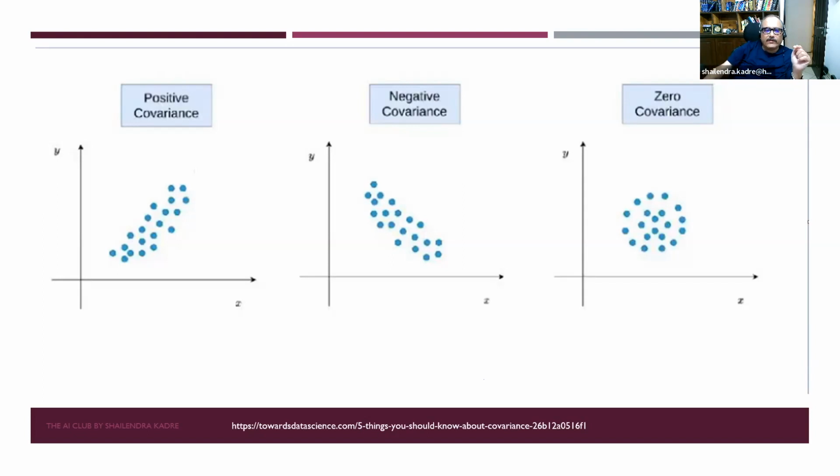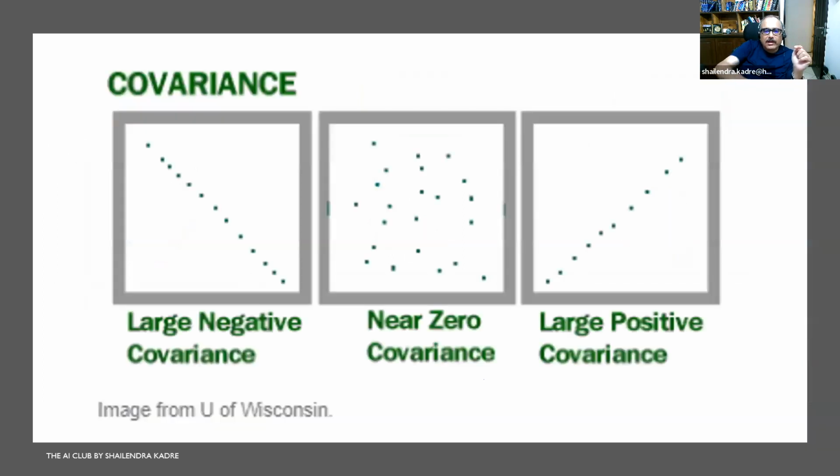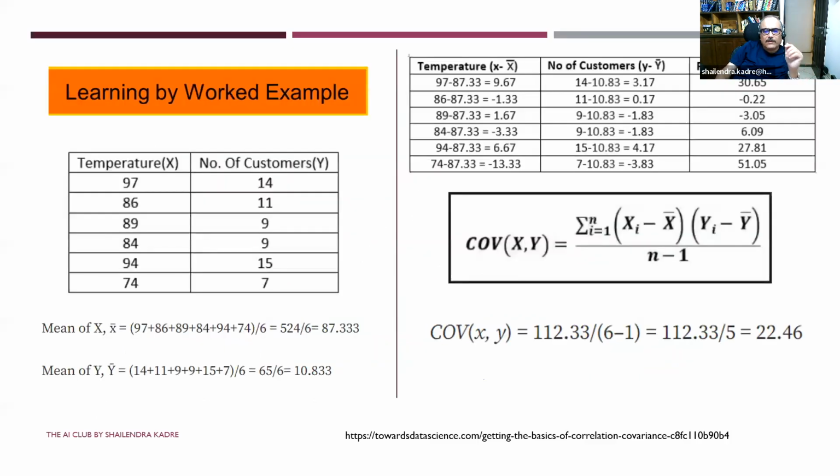Zero covariance anyway, you can find out now. But here, both positive and negative, the first and third figures, are almost a perfect straight line. In that case, you have to say it's a very strong positive or very strong negative covariance. If the straight line is perfect, then you have to say it is a very strong covariance. Right now, we are not going into its value. So now let us see one example, a very easy example.